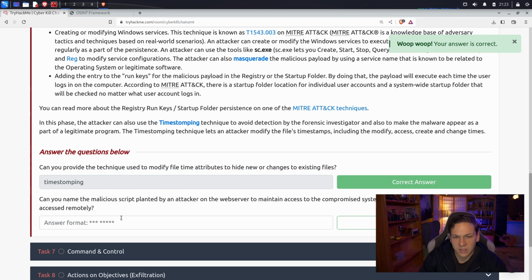Can you name the malicious script planted by an attacker on the web server to maintain access to the compromised system and enable the web server to be accessed remotely? That's a web shell.